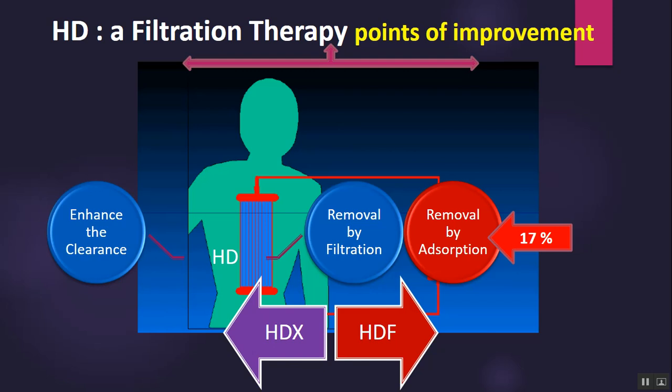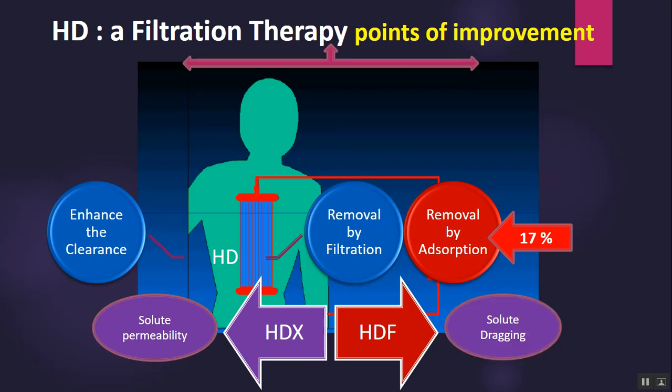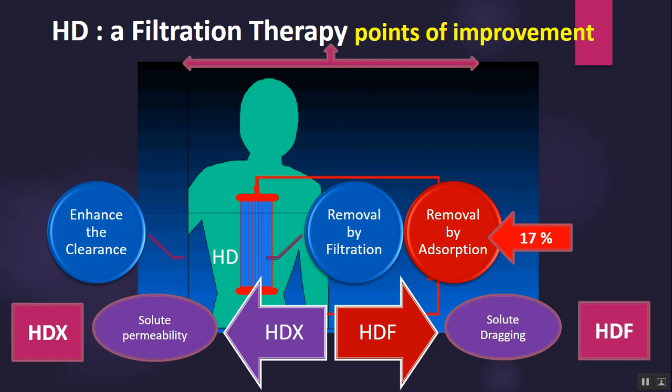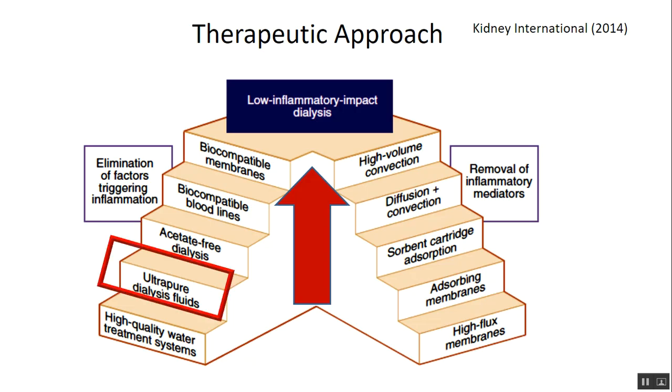الفرق ما بين HDX, or expanded hemodialysis, and the hemodiafiltration إن ال HDX بيحتاج membrane permeability عالية وبالتالي remove molecules with molecular weight كبير، هو ال HDF is simply by solute dragging using high permeable conventional high flux membranes. محتاجين ultra pure water طبعا، high flux membrane and high volume convection. ميزة ال HDF and HDX إن هو يقدر يشيل ال inflammatory markers و mediators in patients with sepsis.